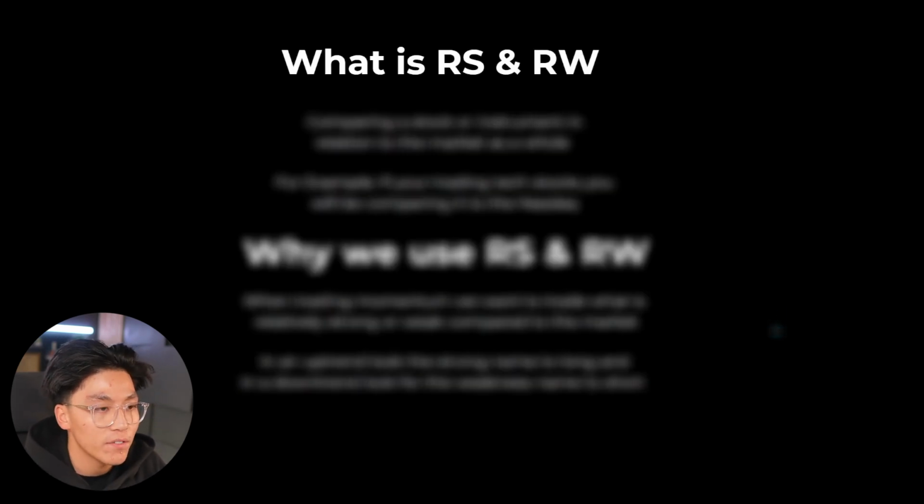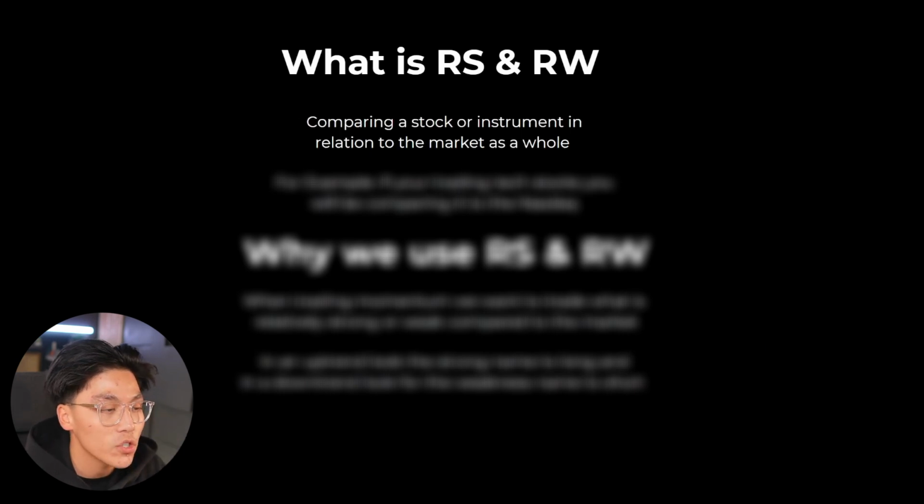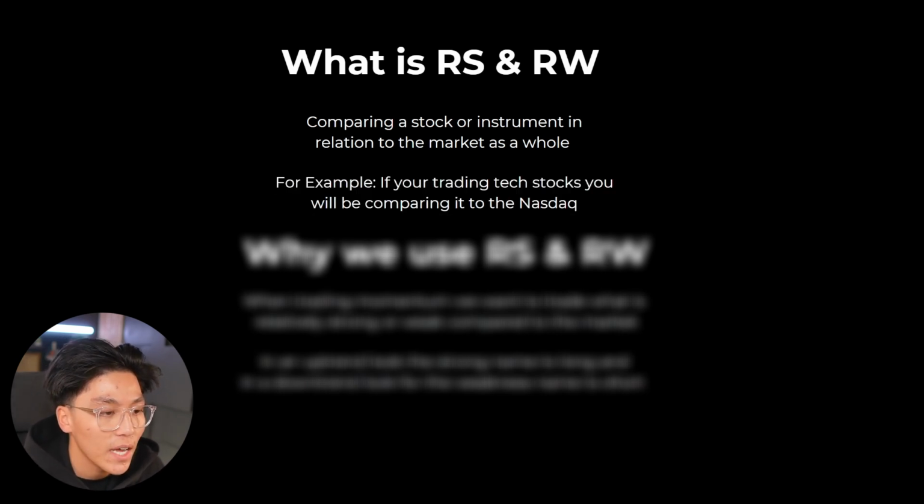So what is relative strength and relative weakness? Essentially, it's comparing a stock or instrument in relation to the market as a whole. An example of this is when you're trading tech stocks, you want to be comparing it to the NASDAQ. So if you're trading Tesla, you want to be comparing it to the QQQ, because Tesla trades underneath the QQQ and the NASDAQ. If we're using Tesla as an example, we want to know if it is relatively strong or relatively weak when comparing it to the NASDAQ. This allows us to give an extra added confirmation and to potentially give us an extra edge in our trading, which will allow us to make more money in the market.